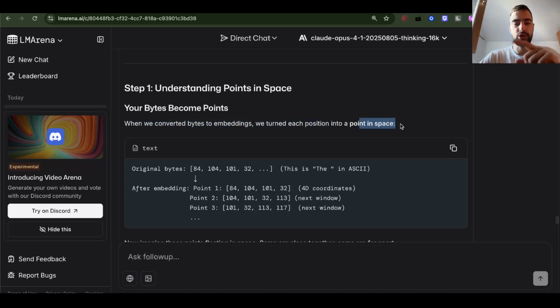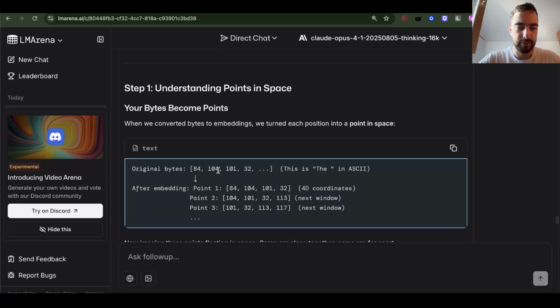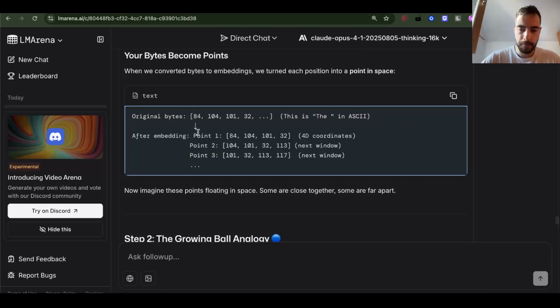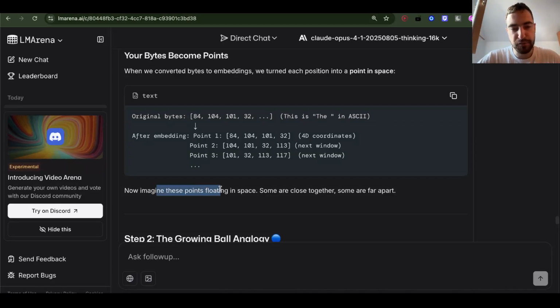This is so interesting. So we just group bytes and then they immediately become points in space. That's crazy. Those are dimensions, X dimension, Y dimension, Z dimension, and there are a lot more dimensions in this imaginary coordinate system. So we got original bytes, and after embedding, we group them in these windows. The first window takes first to fourth, and then second to fifth, third to sixth, so it's a sliding window.